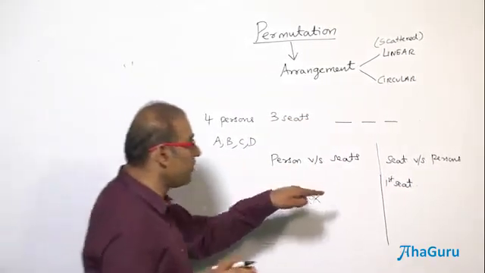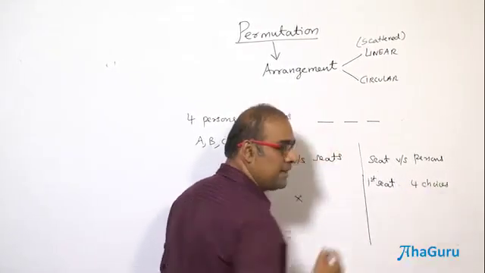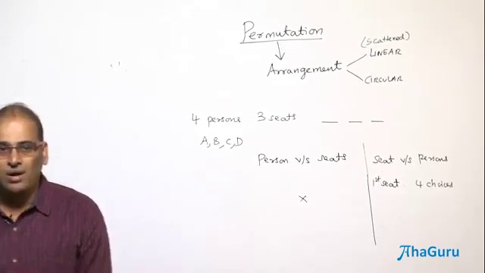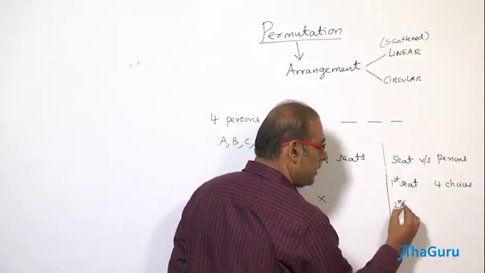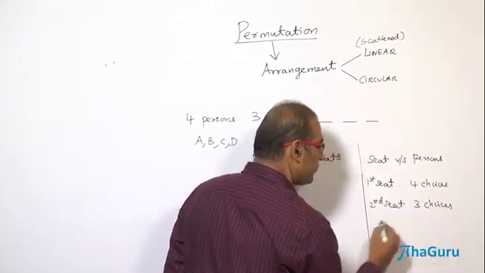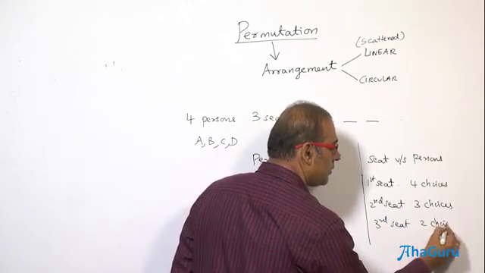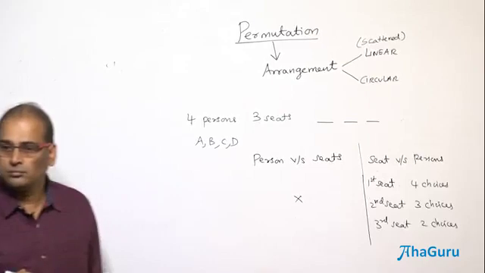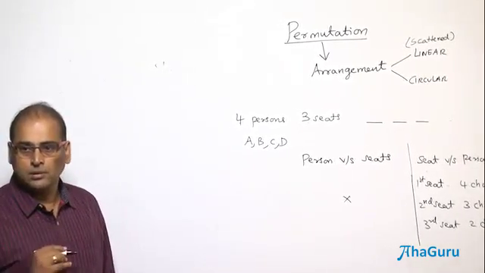The first seat can be occupied in how many ways? 4. What are the 4 choices? Either A will sit, or B will sit, or C will sit, or D. And the first seat could be any one of the seats which is occupied. Second, 3. Why 3? And the third seat. So 4 into 3 into 2.